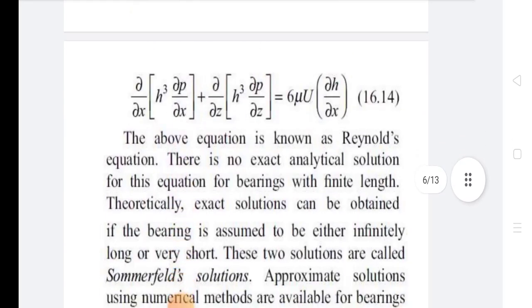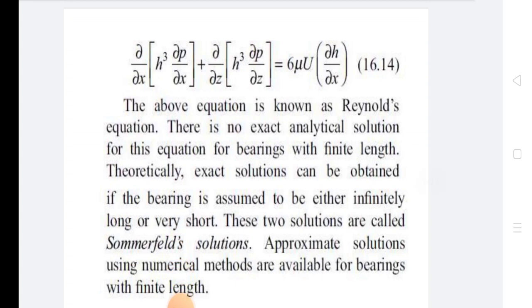So the equation is ∂/∂x (h³ ∂p/∂x) plus ∂/∂z (h³ ∂p/∂z) equals 6 μ U ∂h/∂x. The above equation is known as the Reynolds equation.